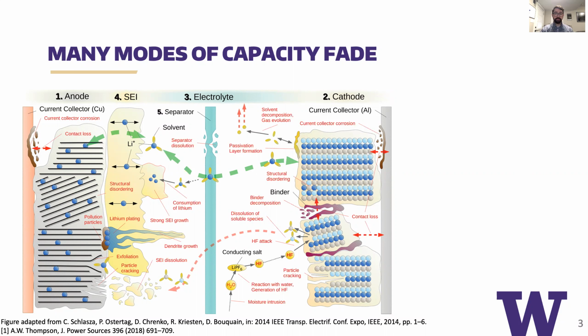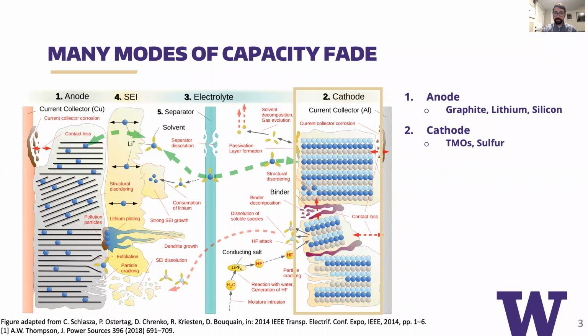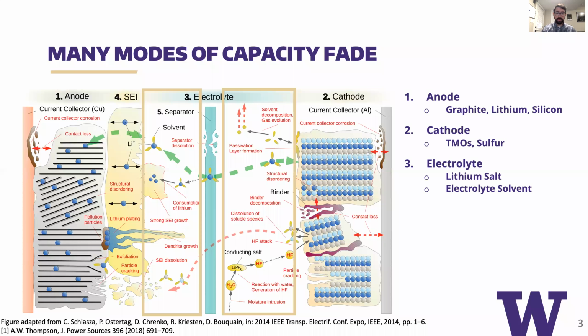Here we have a schematic of one with many of the modes of capacity fade shown. And I like this figure because it gives you an idea of the complexity of the processes occurring within a battery. And the common components of the battery are numbered here with example materials. First, we have the anode. On the other end, we have the cathode. Between them, we have the electrolyte, which contains your lithium salt, and your electrolyte solvent, which helps shuttle the ions back and forth between the electrodes.